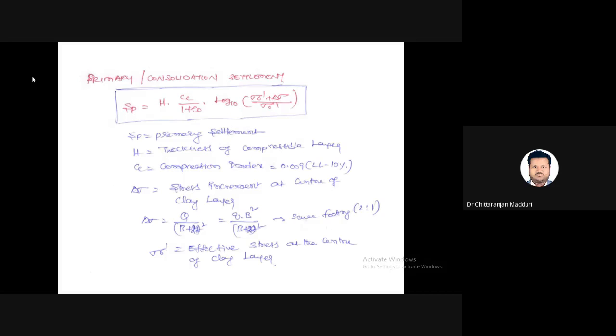So, primary or consolidation settlement. Primary settlement is due to expulsion of water. I have already discussed this in the soil mechanics consolidation chapter.